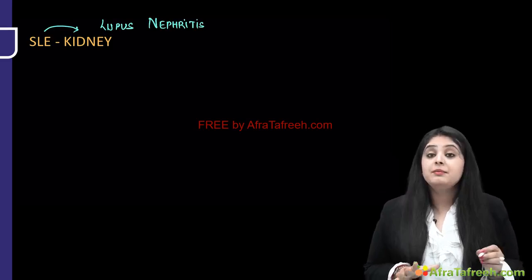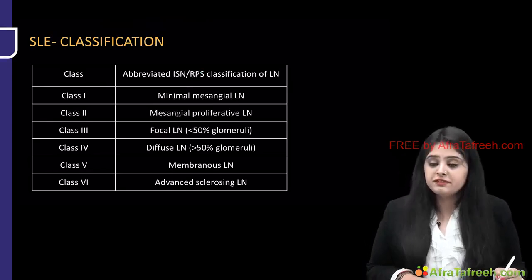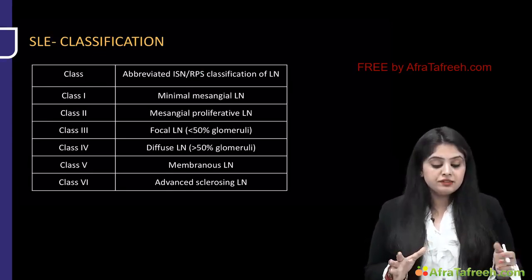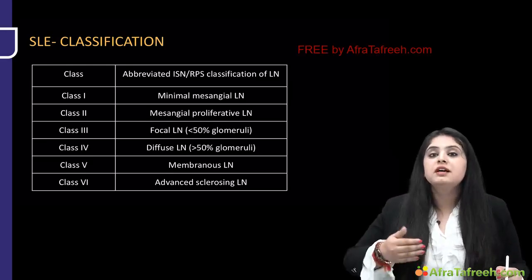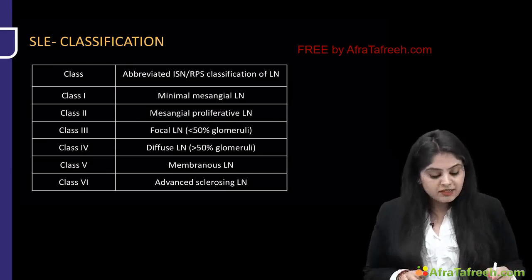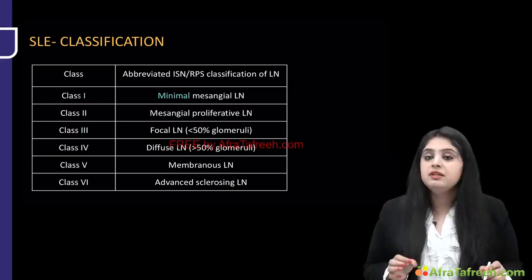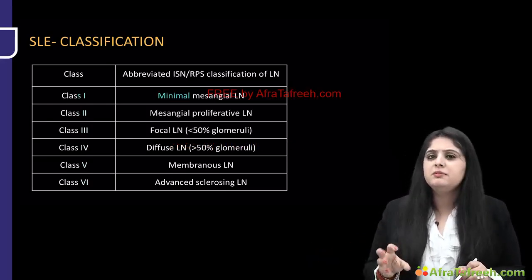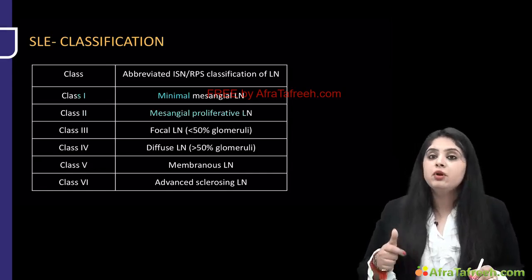Now, please remember there are many classes, ranging from class 1 to 6. In fact, as per the latest updates, they're even saying that 7 is going to come up. These are different classes and you might get a little overwhelmed by their names, so we'll try to simplify them. You just have to keep advancing the disease. Starting from class 1 and going towards class 6, class 1 has everything minimal. There is minimal mesangial, LN meaning lupus nephritis, so minimal mesangial involvement. In type 2, you increase that: mesangial proliferation is seen.